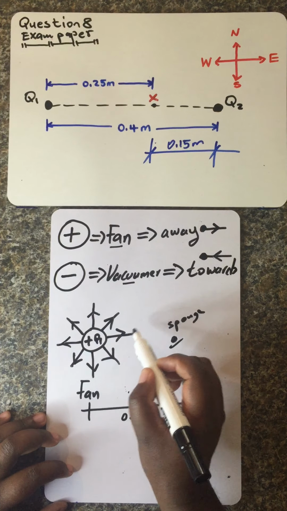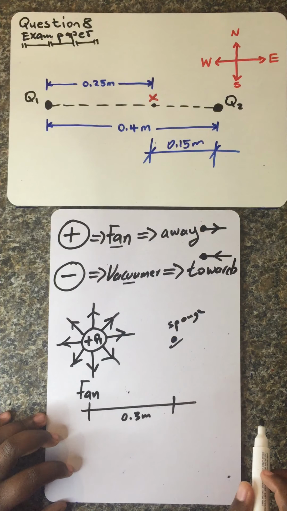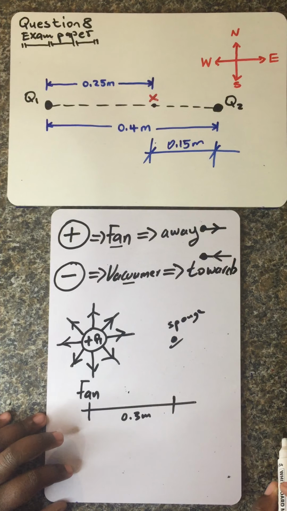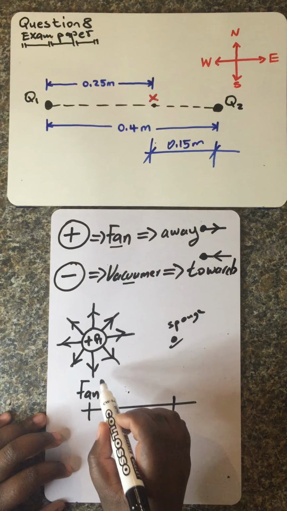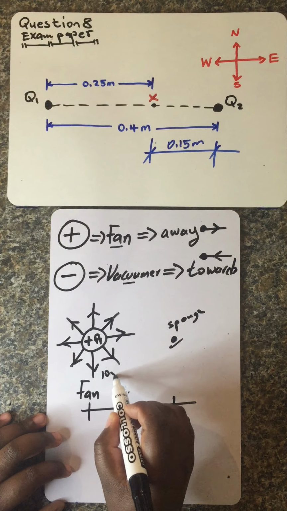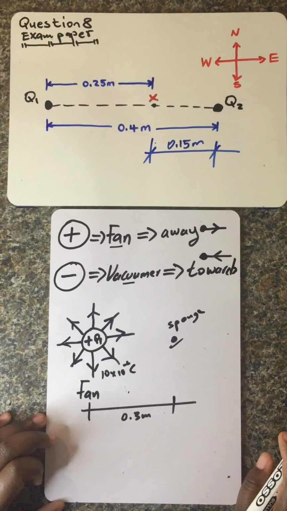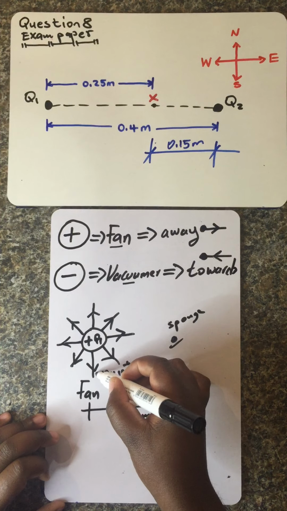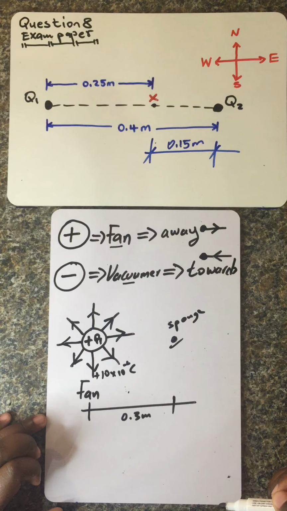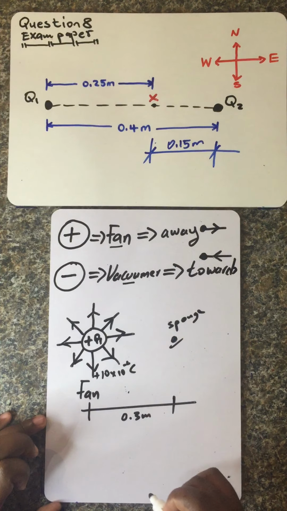Then let's say maybe it's 0.3 meters away from that charge, 0.3 meters east of charge 1, which is positive. So this could be maybe, let's just say, 10 by 10 to the power negative 6 coulombs. Remember, very, very important, guys, a positive value there.